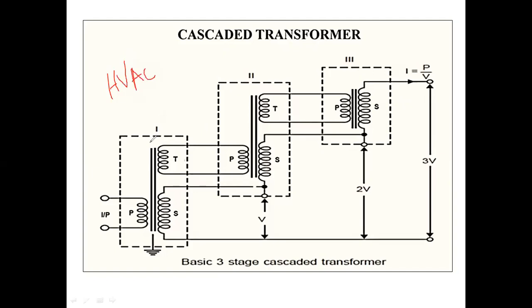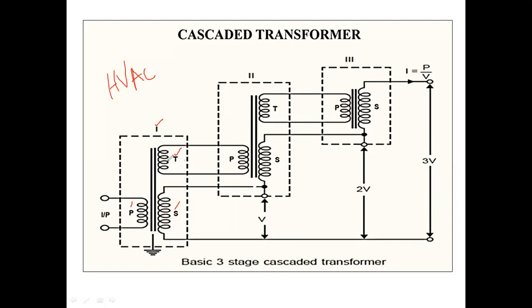Okay, so here is the first transformer. You can see that it has a primary winding and a secondary winding, and this is the tertiary winding. These are only used to generate high voltage, or to step up the voltage to a high value. Okay, so this is the tertiary winding.